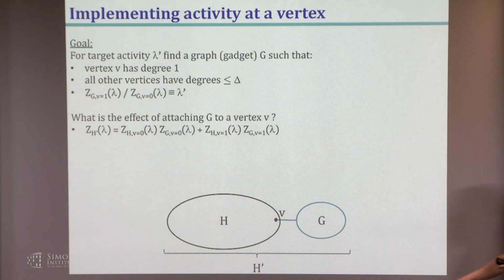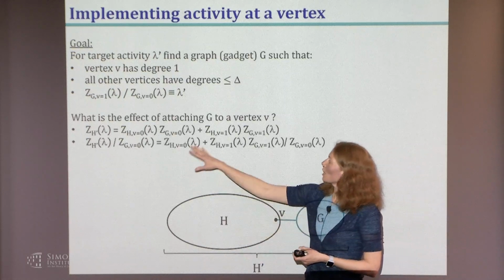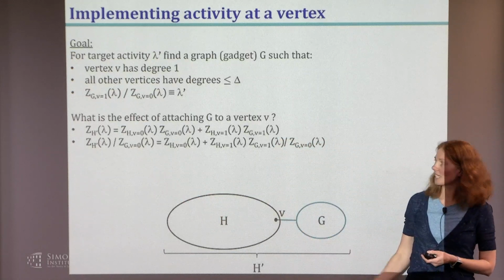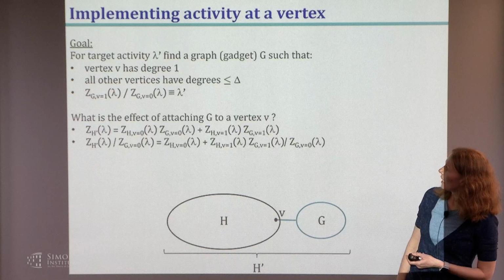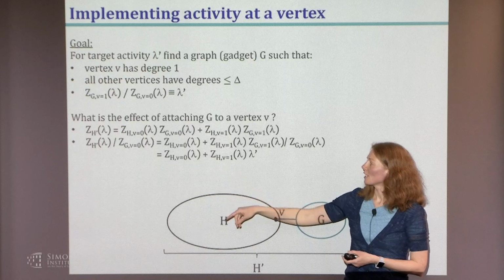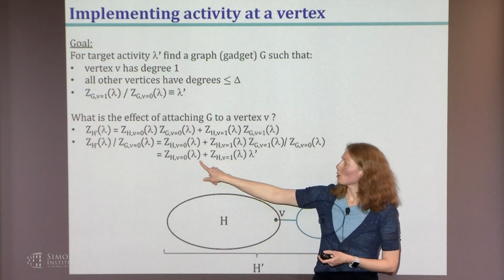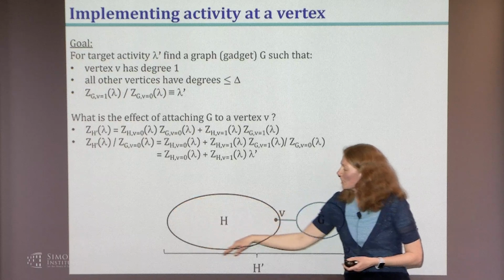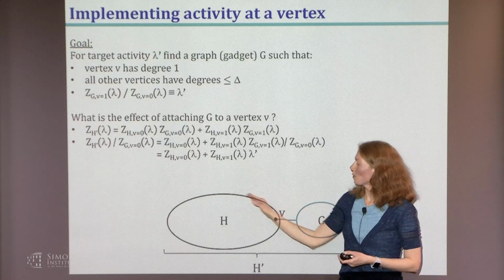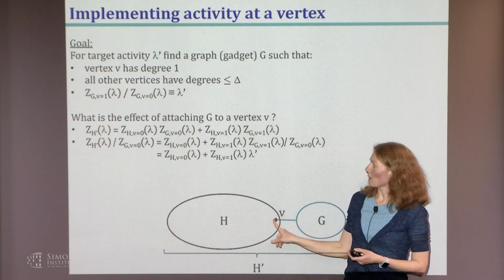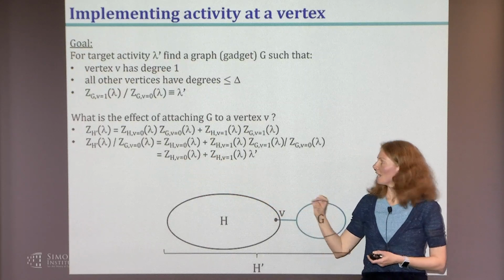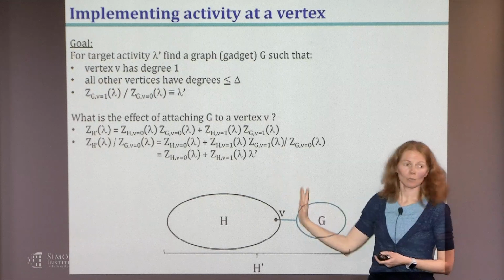And so now when we just do a quick manipulation, namely when we divide both sides by the quantity when V is not present, and we just divide it, nothing more. And then we look at what we get. Well, what we get is the contribution of the independent set polynomial only in the graph H, plus the contribution of the independent set polynomial only in the graph H when V is equal to 1. This was V is not in an independent set. This was V in an independent set. And then we have this ratio, which is really just our lambda prime.